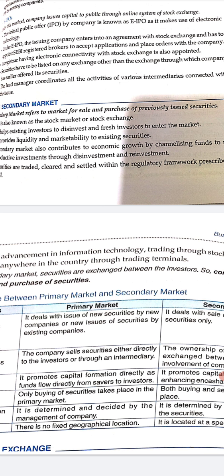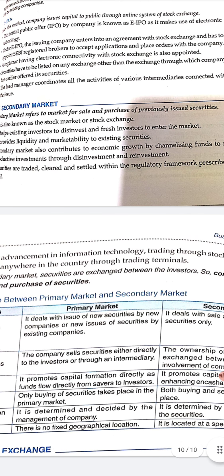In primary market only buying of securities takes place, but in secondary market both buying and selling activities take place. Primary market prices are determined and decided by the management of the company. But under secondary market, prices of the securities are determined on the basis of demand and supply of securities. For primary market, there is no fixed geographical location, and secondary market is located at specified places.